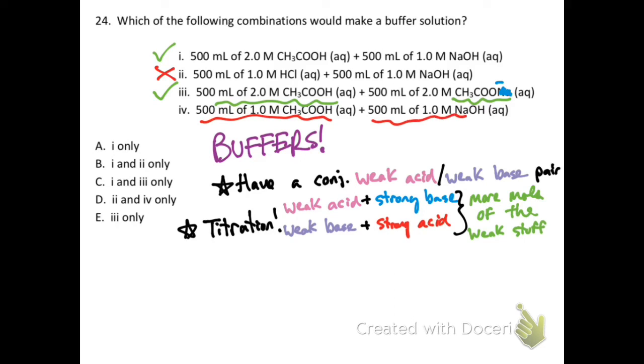And then finally, in the last one, we have an equal number of moles of the weak acid and the strong base. So this is a titration of the weak acid plus a strong base. Equal number of moles of both. That's going to break our buffer, so this one is not a buffer solution. So the answer is 1 and 3 only.